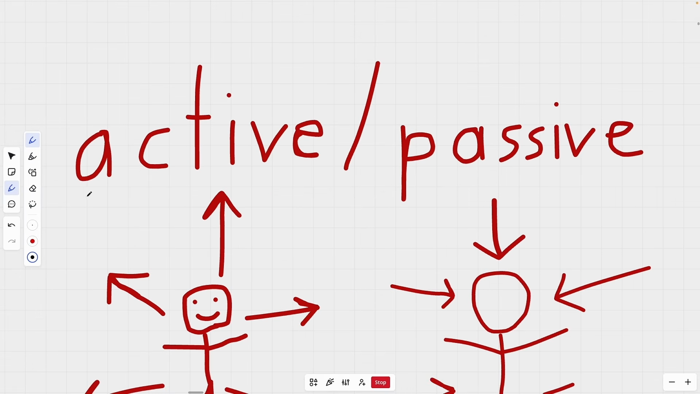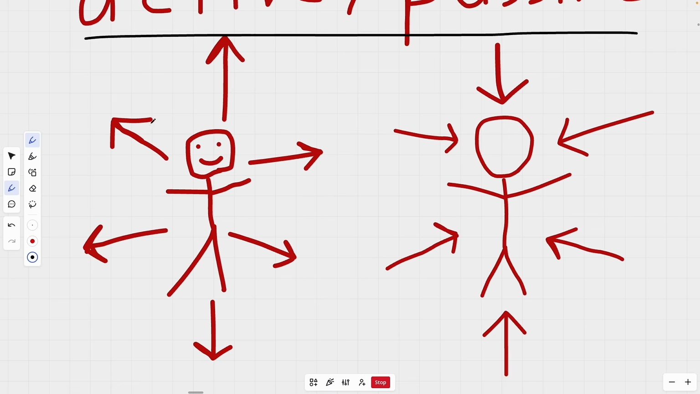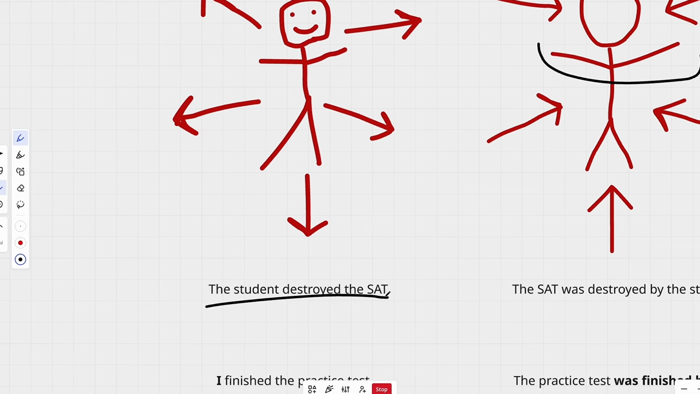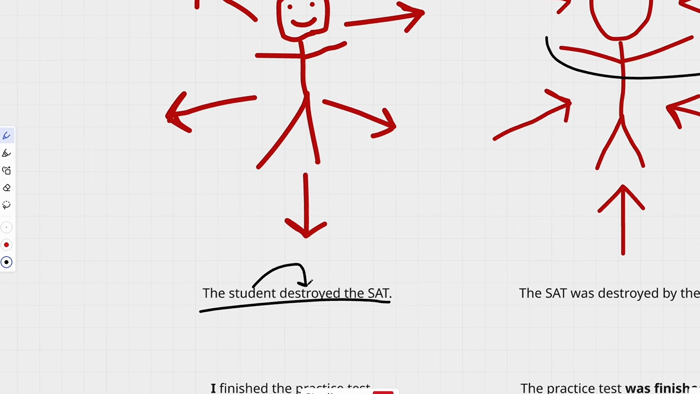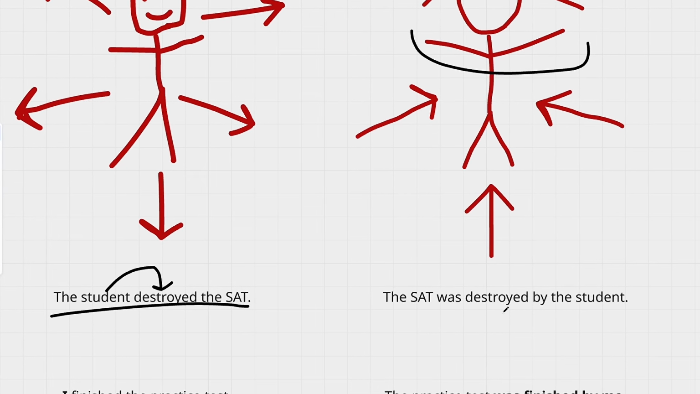Okay, then we have some stuff on active versus passive voice. Essentially, if a sentence is talking in active voice, it has a subject doing the action. If it's talking in passive voice, it has the action being done on the subject. So look at this, the student destroyed the SAT. The student is the thing destroying. But then you have the SAT was destroyed by the student.